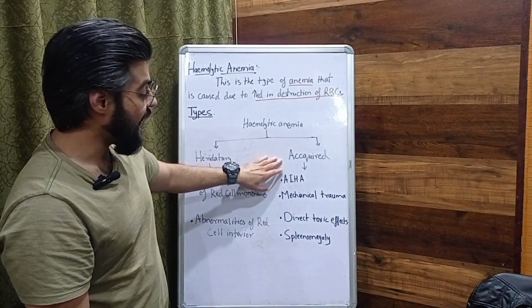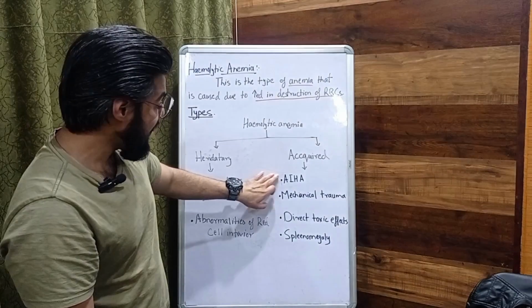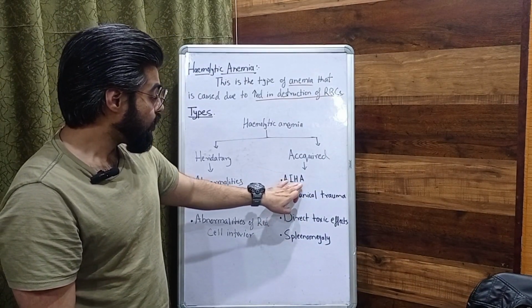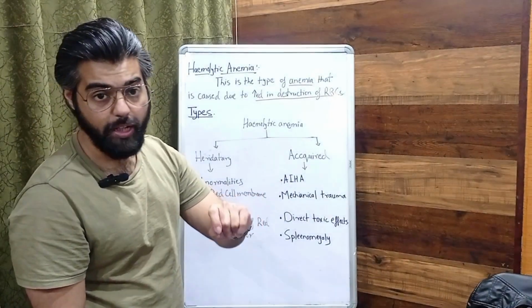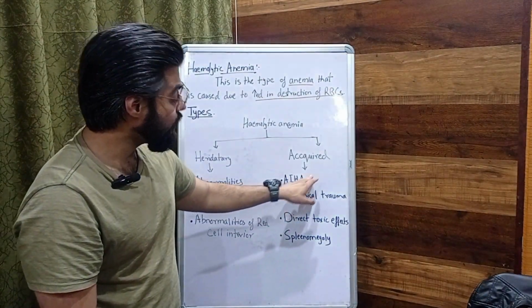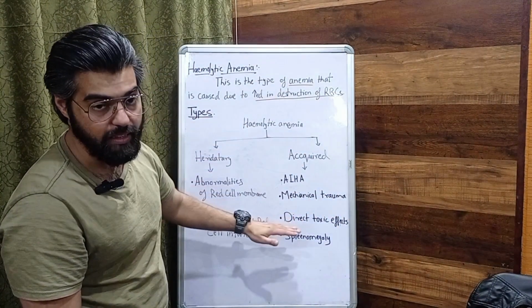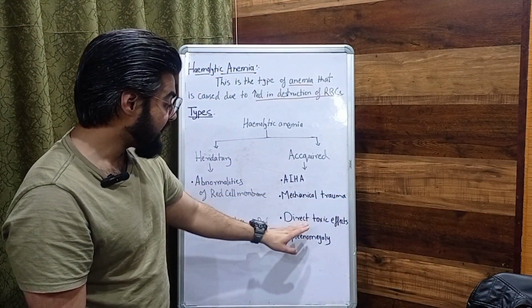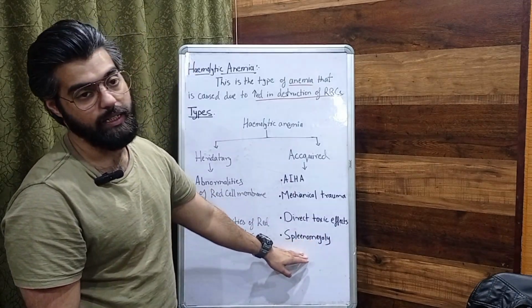Next, we will see acquired. What is AIHA? AIHA is acquired immunohemolytic anemia, and furthermore, I'm going to explain it coming up. Next, due to mechanical trauma, direct toxic effects, and splenomegaly.